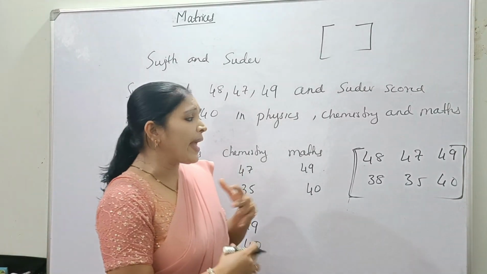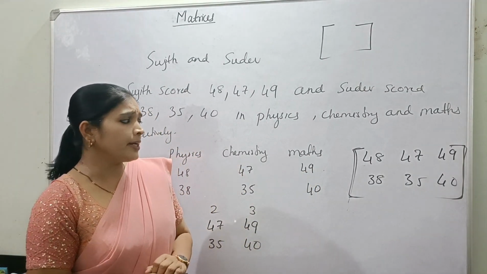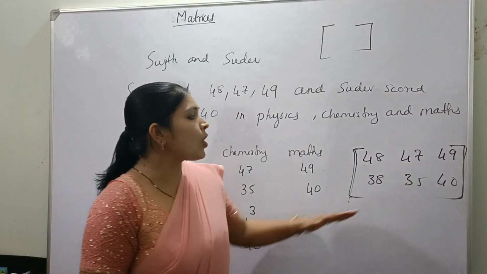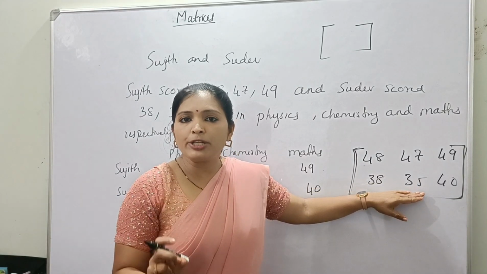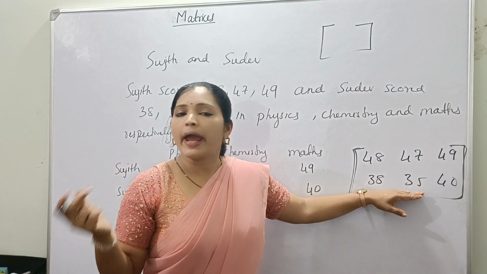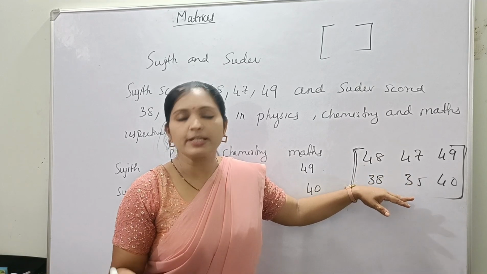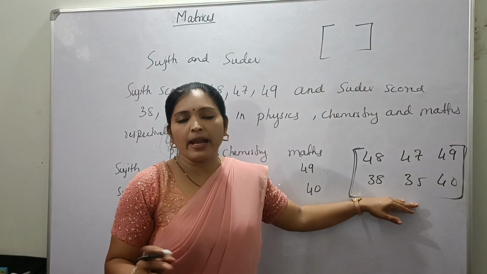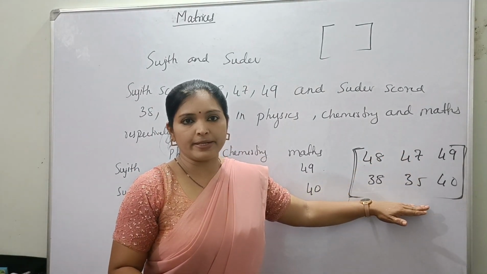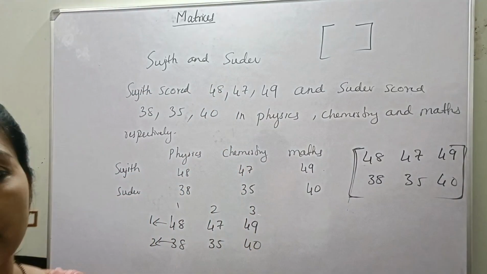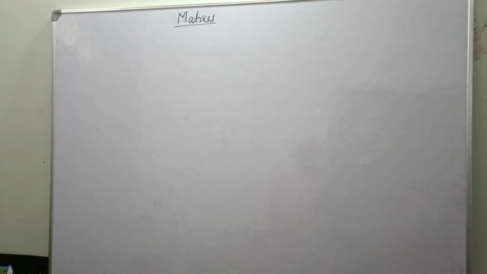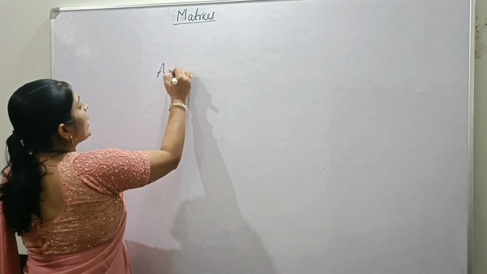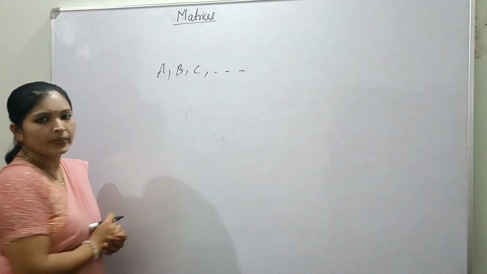Now let us go through elements of a matrix. Elements of a matrix means the numbers or functions. The numbers or functions are called elements of a matrix, or entries. So these all numbers are the elements of this matrix. Matrices are usually denoted by capital letters of the English alphabet: A, B, C, etc.